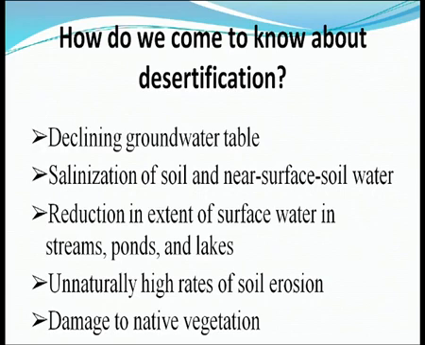What are the indications? Declining groundwater table, then salination of soil and near-surface soil water, reduction in extent of surface water in streams, ponds and lakes, or in other words drying up of ponds and lakes, unnaturally high rates of soil erosion, and damage to native vegetation. All these contribute gradually to desertification.